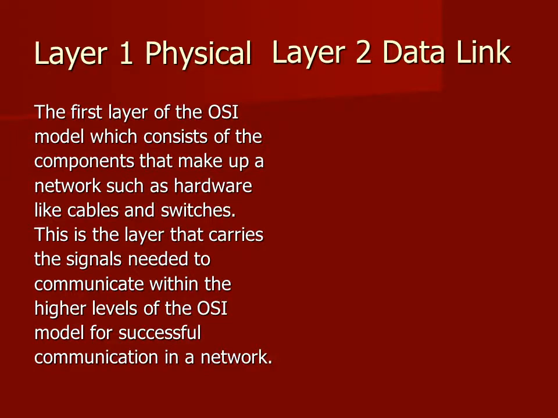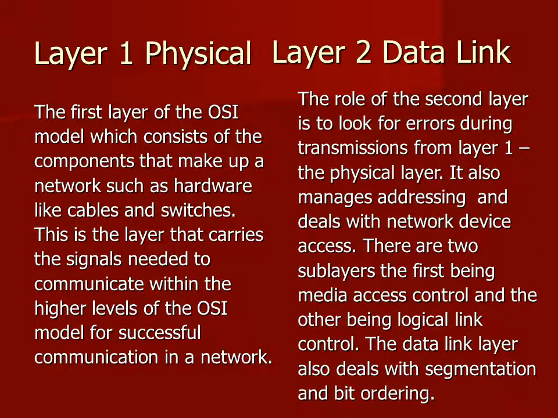Layer 2. Data link. The role of the second layer is to look for errors during transmissions from the first layer. It also manages addressing and deals with network device access. There are two sub-layers, the first being media access control and the other being logical link control. The data link layer also deals with segmentation and bit ordering.